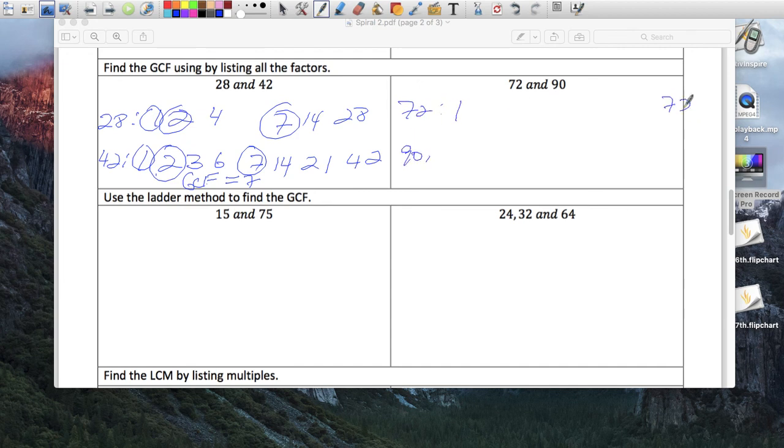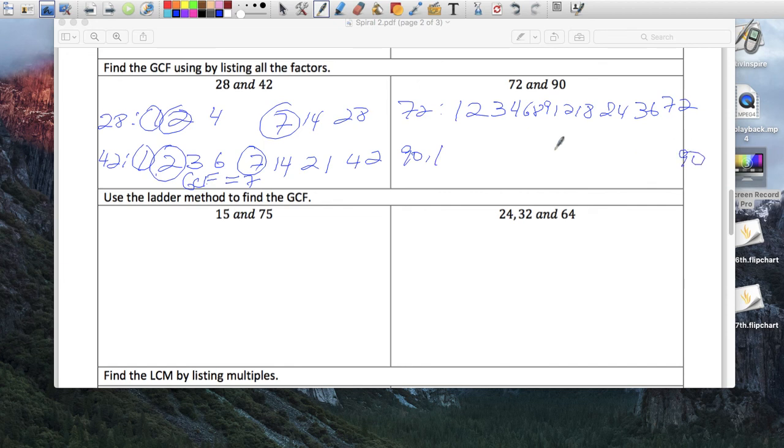1 and 72. This might have a lot. 2 and 36. 3 and 24. 4 and 18. 5 is a no. 6 is 12. 7 is a no. 8 is a no. 8 and 9. 10, 11, 12. Oh my god, a lot.